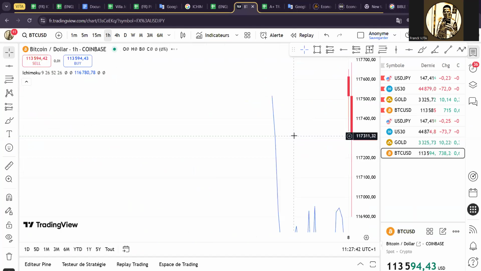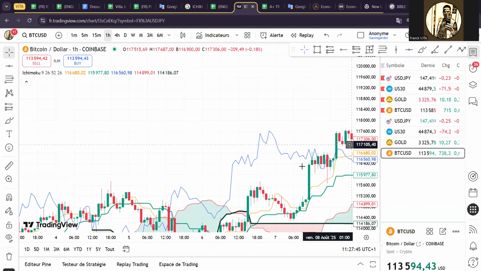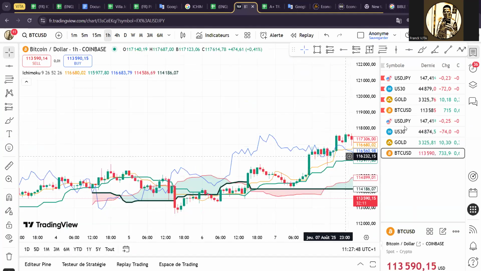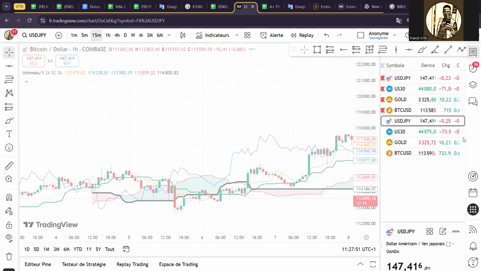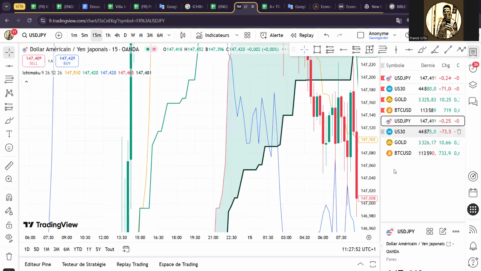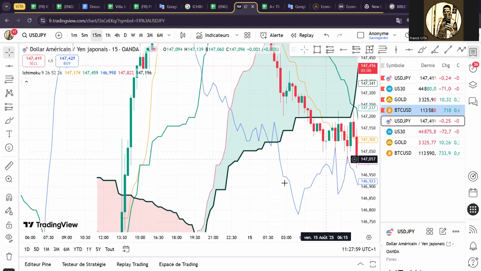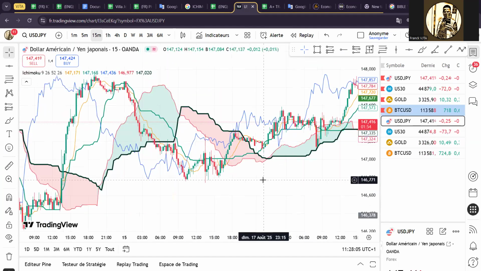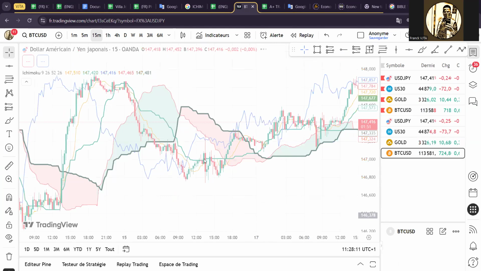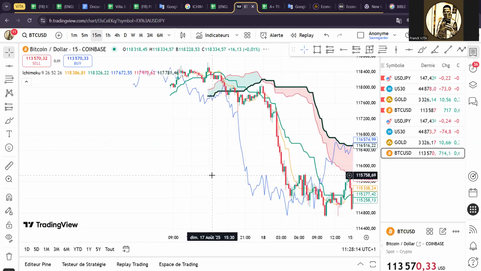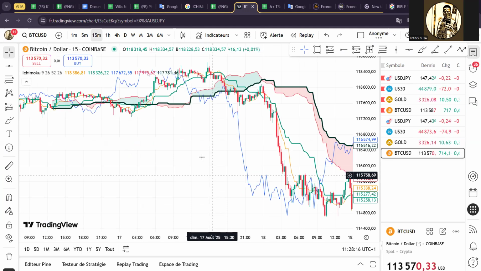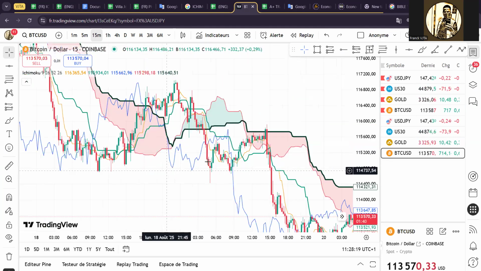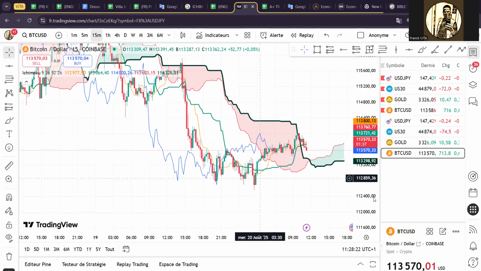1-2 dunk TK cross before the cloud. It happened a lot on Bitcoin. Let's start with USD JPY. I can show you exactly what I meant there on USD JPY. Here is the example. No, that's not it. Let's go on Bitcoin. It's not the example. I have a fusion here, but it does not make 1-2. It happened a lot on 15 minutes. For example, this one is one of them.